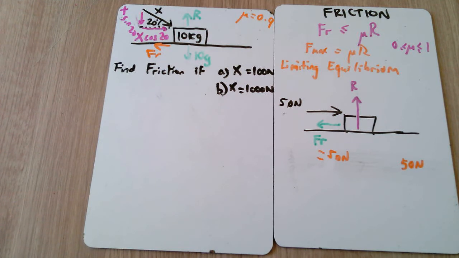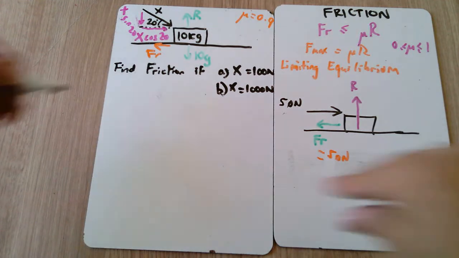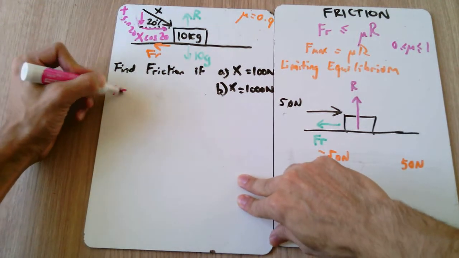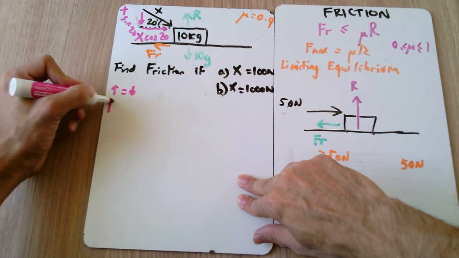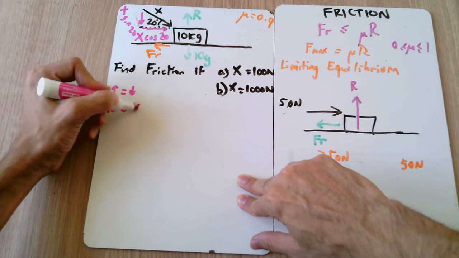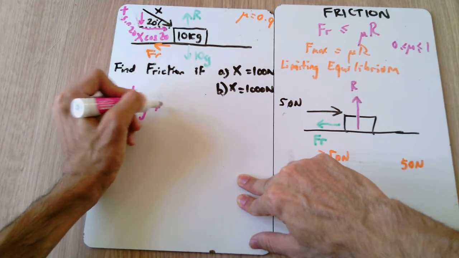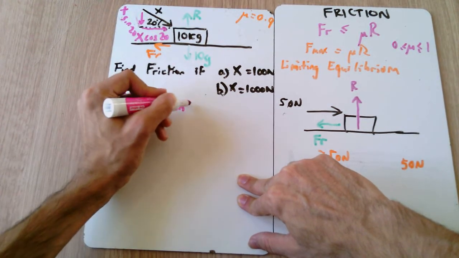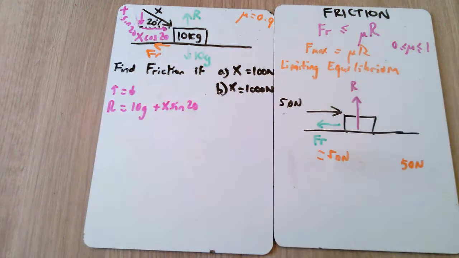So the first thing we can say is that if we think about the forces up equal to down, R is equal to 10g plus X sine 20. Now, our value of mu in this case is 0.9. That means it's a very rough surface, a lot rougher than what we dealt with previously.